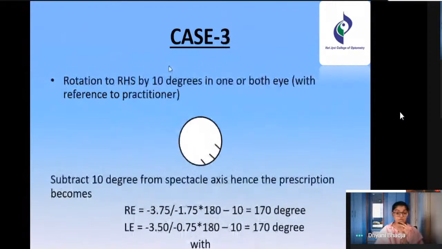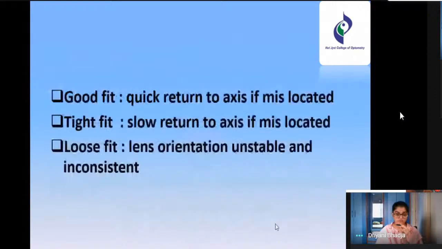Case 3: rotation towards the right-hand side by 10 degrees in one or both eyes with reference to practice. Here we can see the lens is rotated toward the right-hand side. So we have to subtract 10 from the spectacle axis. So here our prescription's new axis will be 180 minus 10. So our new axis will be 170 degrees.